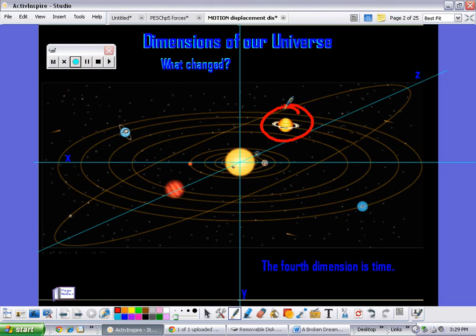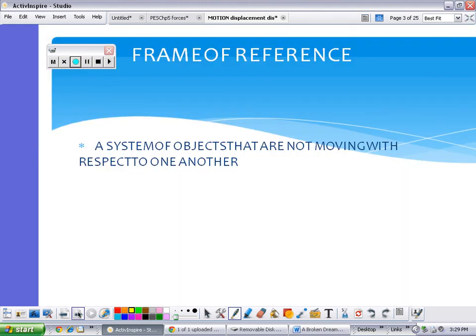What you were looking at is using this line or other things that did not move as your frame of reference. And a frame of reference is a system of objects that are not moving with respect to one another.